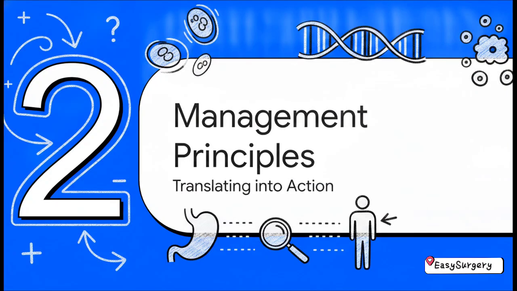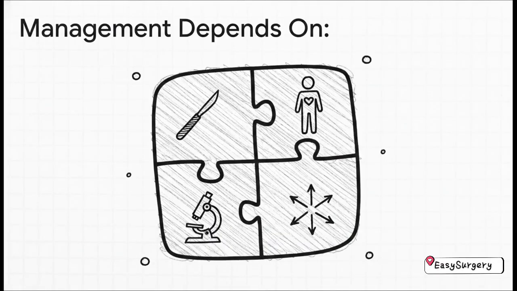Moving on to Section 2, Management Principles. Let's talk about translating this classification into real-world action. Okay, here's a hard truth that constantly trips students up on the wards. The Borrmann type itself does not determine the treatment. It's just a descriptive tool. Management depends on a way broader picture.